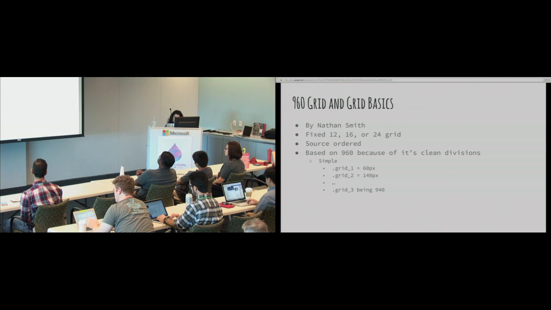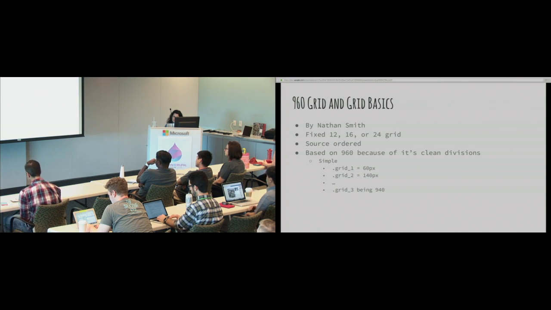In the 12-column version, column sizes started at 60 and ended at 940. So to create a layout, you'd simply match the class to your div. For example, grid 1 being 60, grid 2 being 140, and then all the way to grid 12 being 940. These would all be contained in a 12-column div container to make sure that the proper classes are being referred to.